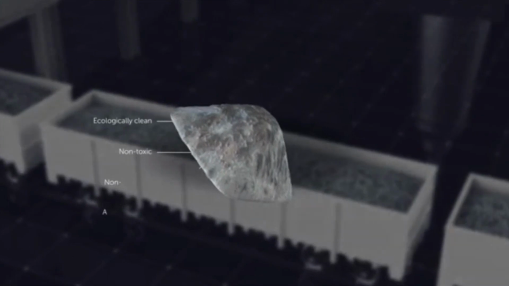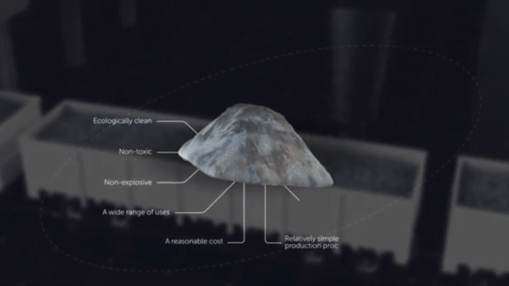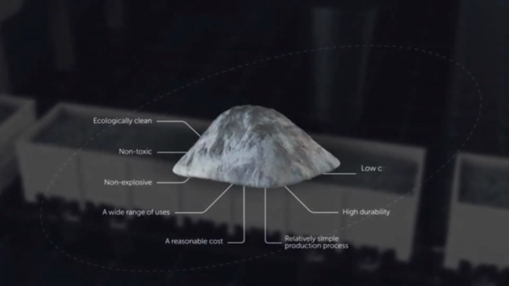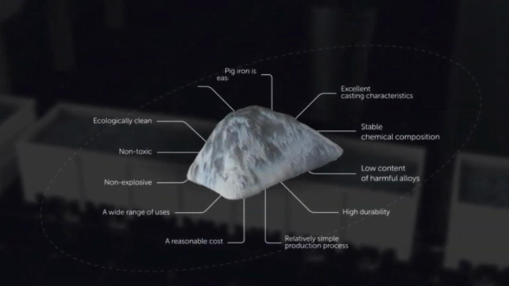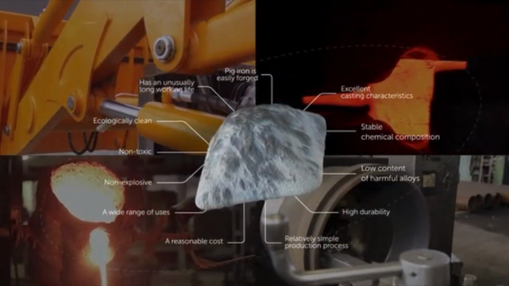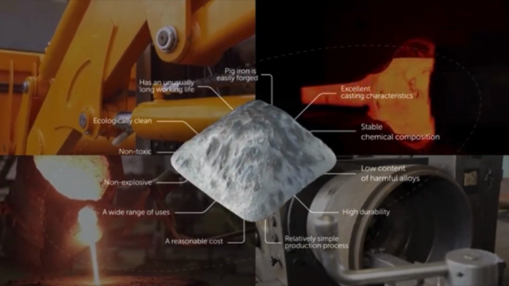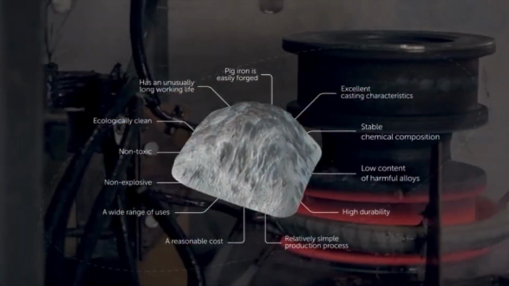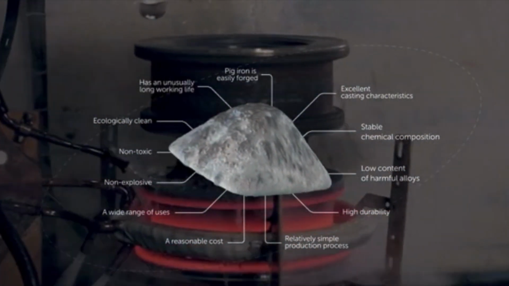Pig iron ingots are ecologically clean, non-toxic and non-explosive. The key features of pig iron are its special metallurgical properties, low content of harmful alloys and stable chemical composition. Pig iron has always been in demand in heavy industry, the metallurgical and machinery building sectors and mill building. It is used in large volumes in these areas, both for minor details and for large-scale products weighing hundreds of tons.